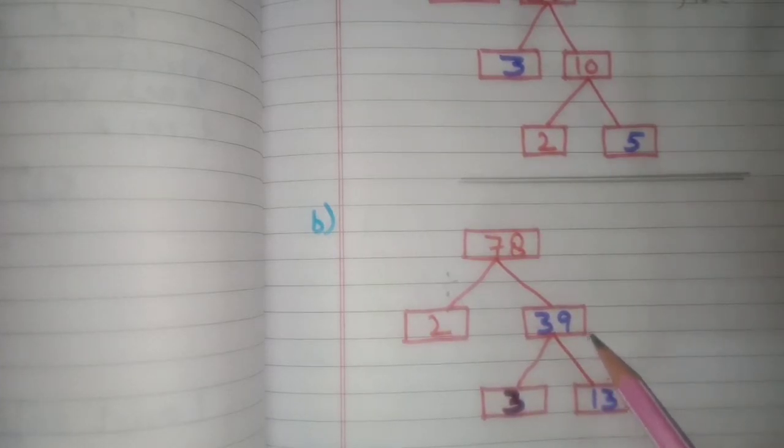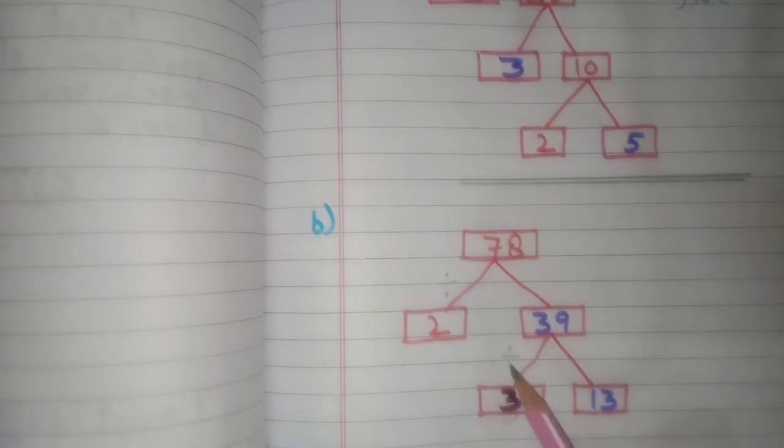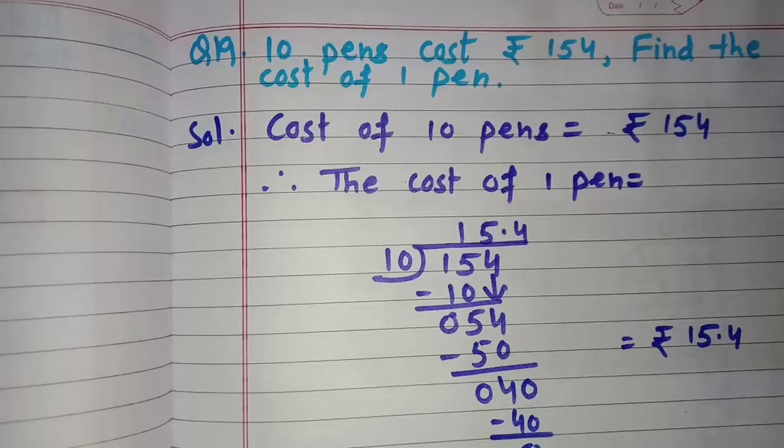Now next is 39. Here 3 is already given. So what will be the other number? After multiplying these two numbers, the answer will be 39. If you don't know the number, you can divide 39 by the given number 3. Whatever your answer will be, it will be the next number, that is 13.